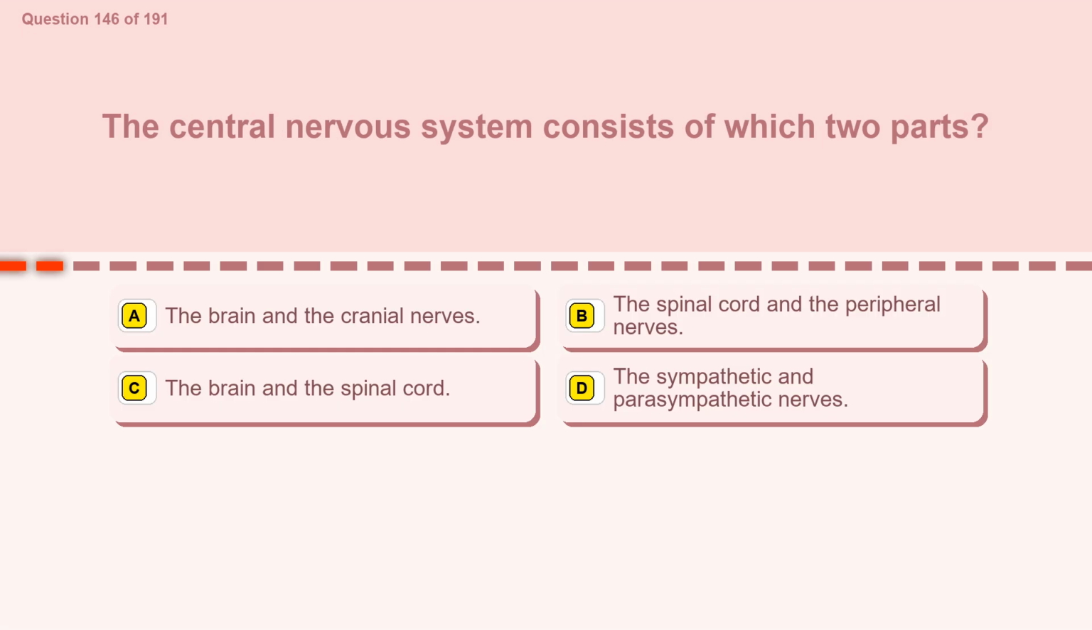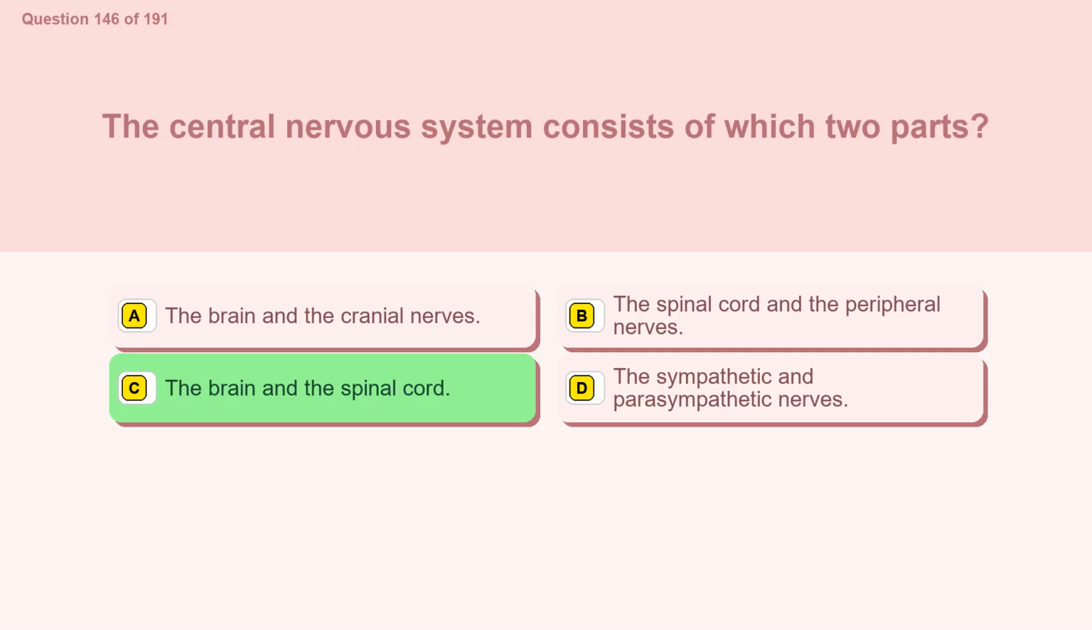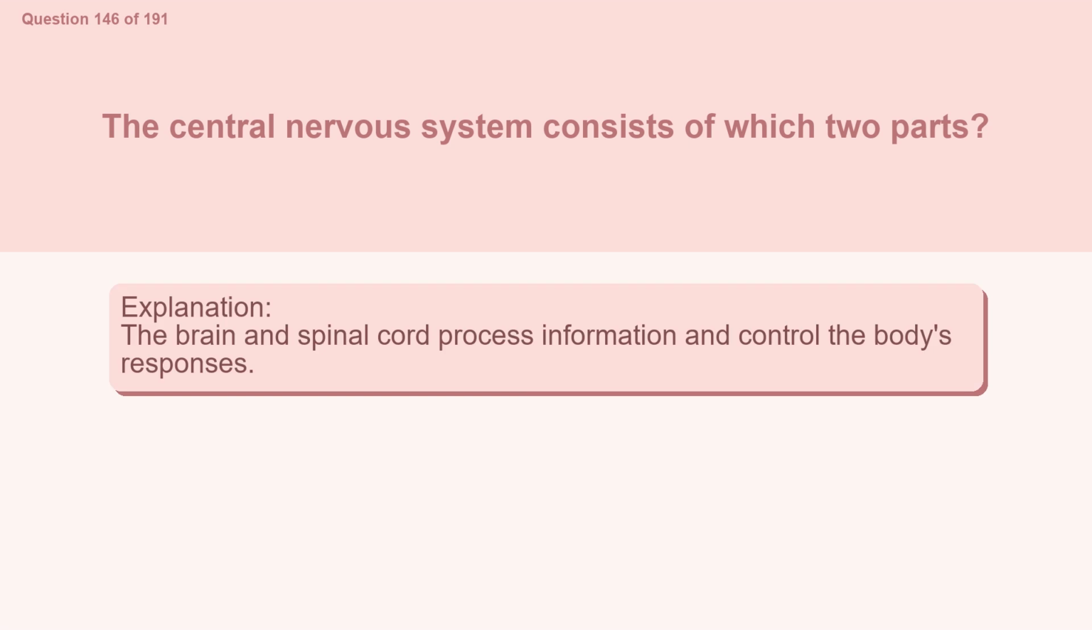Question 146. The central nervous system consists of which two parts? Option A, the brain and the cranial nerves. Option B, the spinal cord and the peripheral nerves. Option C, the brain and the spinal cord. Option D, the sympathetic and parasympathetic nerves. The correct answer is option C, the brain and the spinal cord. The brain and spinal cord process information and control the body's responses.